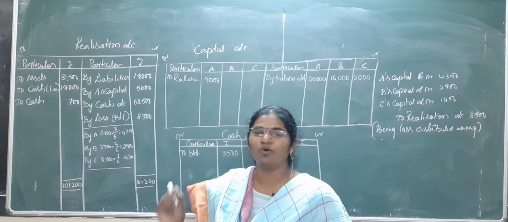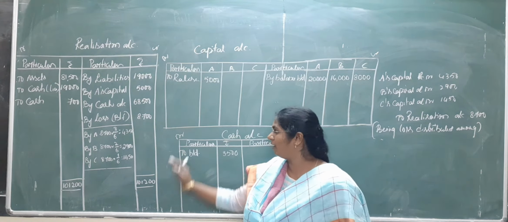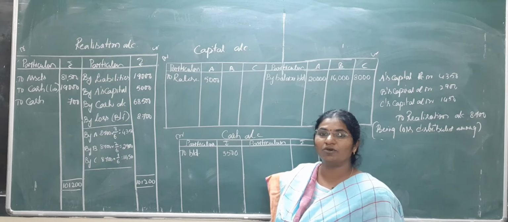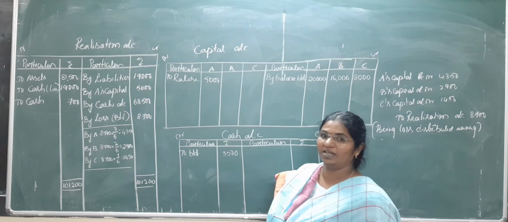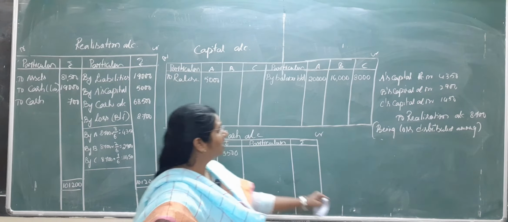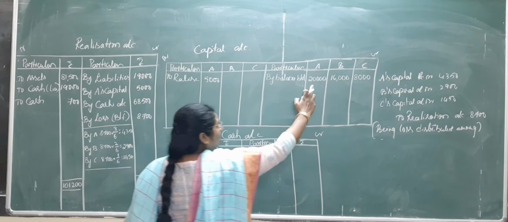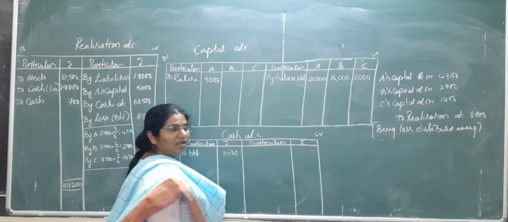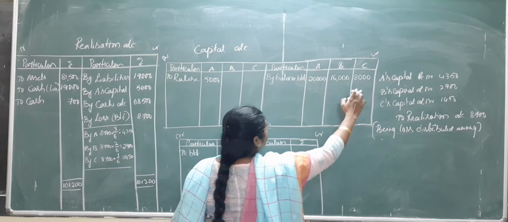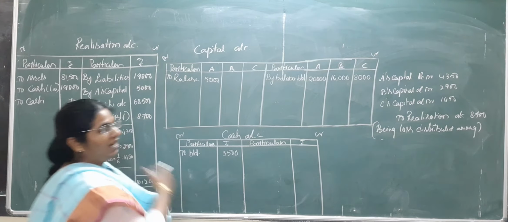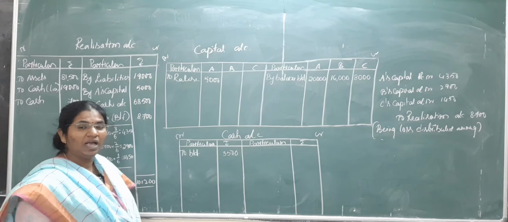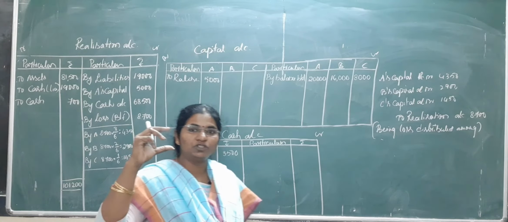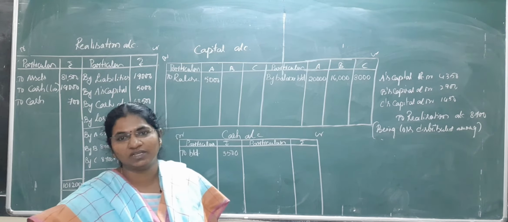Still one more journal entry remains. Now transfer all these amounts to their respective capital accounts. Here the capital accounts show a balance of 20,000 for A, 16,000 for B and 8,000 for C. And we have shown a journal entry related to the reserve fund.